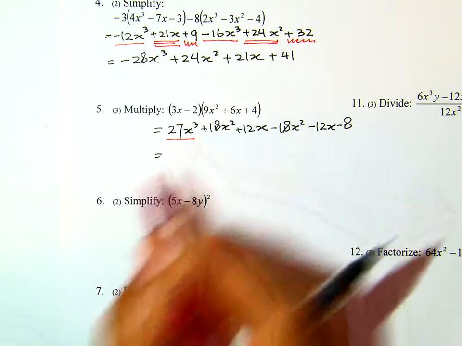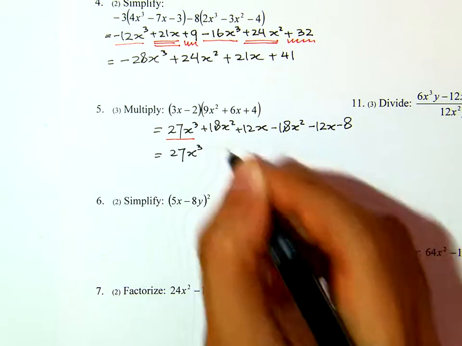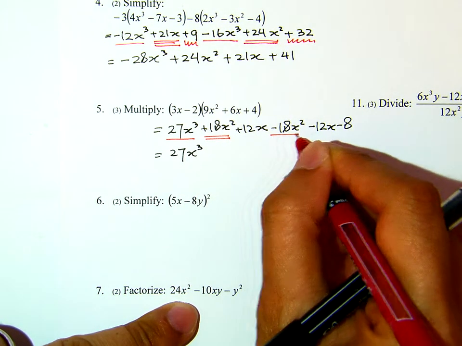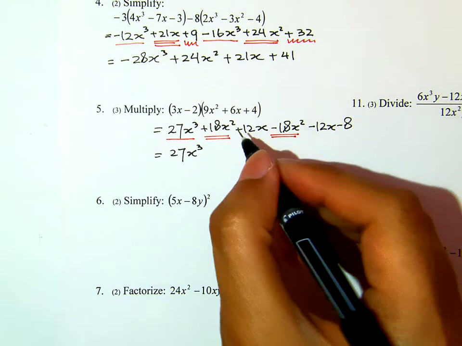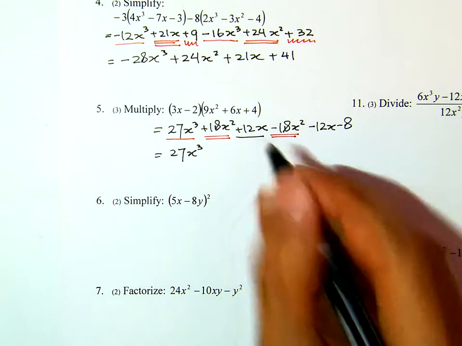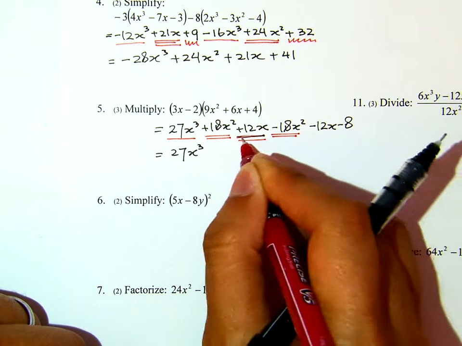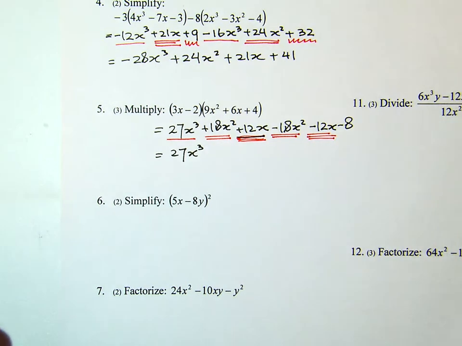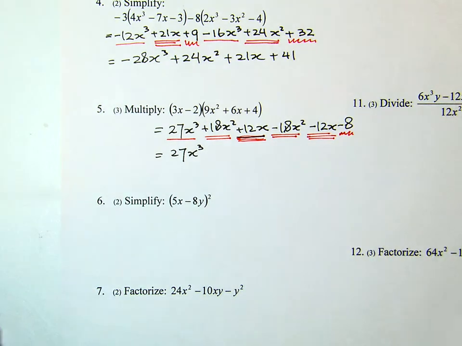The x cubed term, that's the highest term, that's alone, so I just copy that down. The x squared term, they cancel. Okay, they cancel, so I won't write it down. The x term, they also cancel, so I won't write it down. And finally, -8.